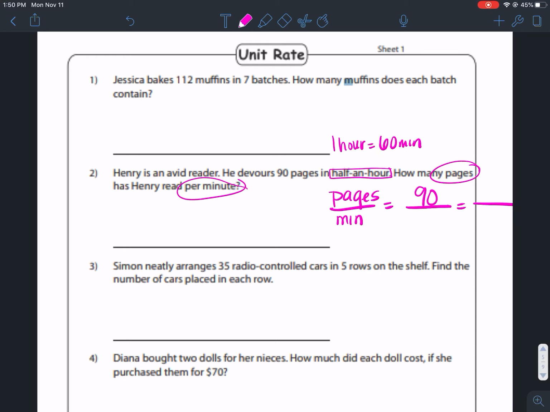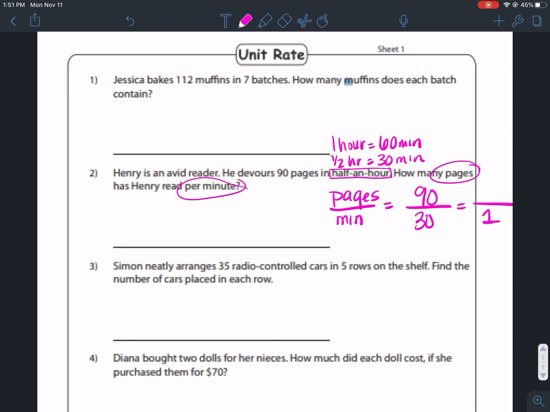Okay, so now I want to know how many pages is he reading per minute. So that per minute right there is telling me that my magic 1 goes with my minutes. Okay, if I want to figure out how much in just 1 minute, then 1 goes with minutes. I think that's probably the trickiest part, figuring out where that 1 goes. Does it go with pages or does it go with minutes? Well, I'm going to do minutes because I want to know 1 minute. So now I'm going to divide it by 30.